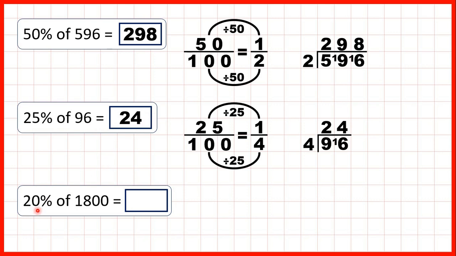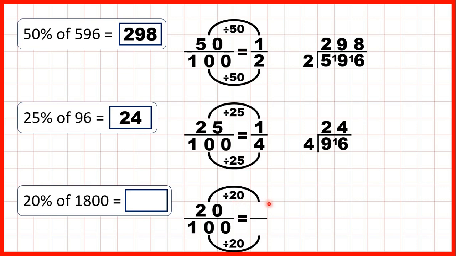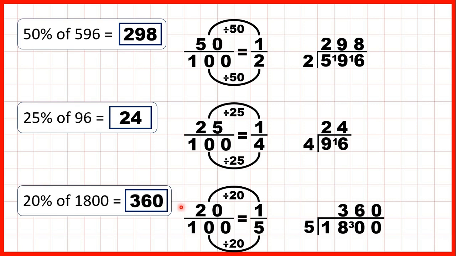Now we need to find 20% of 1800. 20% is 20 hundredths, but we can simplify that to 1/5. So we can find 20% of a number by dividing by 5. Taking the first 2 digits together, 18 divided by 5 is 3 remainder 3, 30 divided by 5 is 6, and 0 divided by 5 is 0. So our answer is 360.